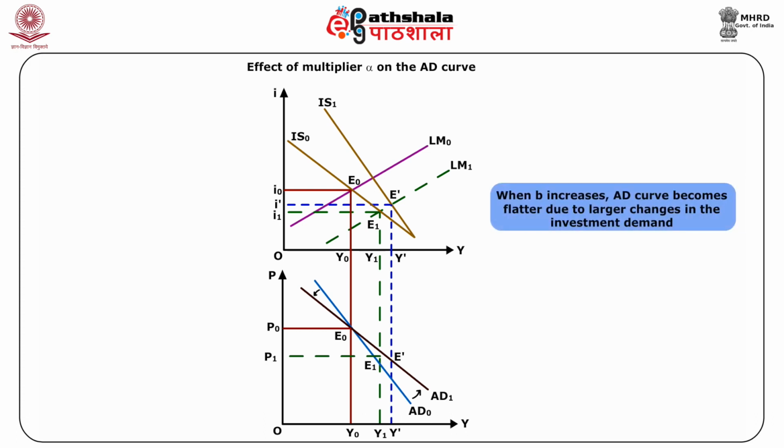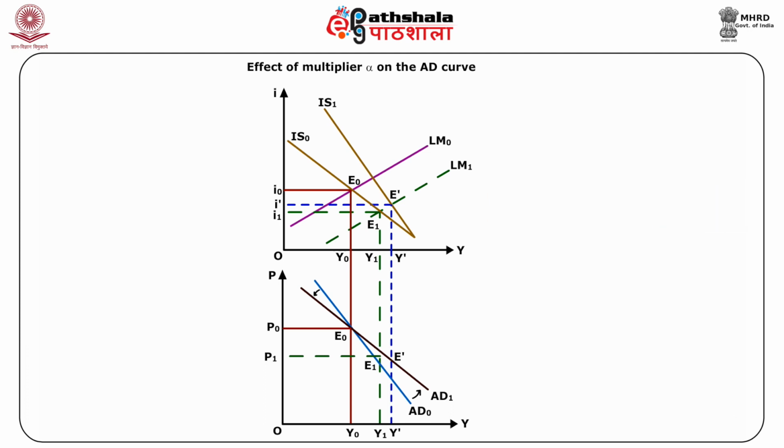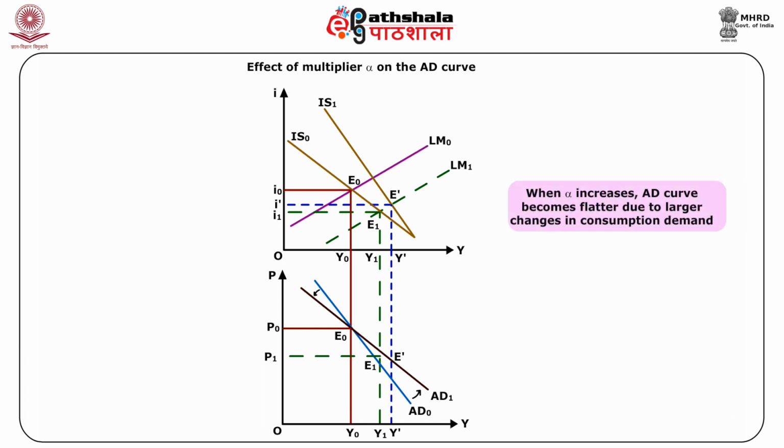Note that when B increases, the aggregate demand curve becomes flatter due to larger changes in the investment demand. However, when alpha increases, the aggregate demand curve becomes flatter due to the larger changes in consumption demand.